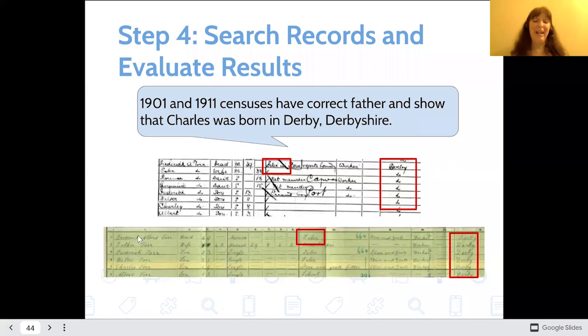And here he is. Here's Frederick, the dad. And again, he's a filer. And all the family is born in Derby, Derbyshire. So I recommended, as you might remember from the last class, that you never want to rely on just one record because it's too easy to make a mistake that way. So that's why I wanted to find two census records. And they confirmed what we suspected, that the family was born in Derby, the dad's occupation is right, everything lines up. So now I'm very comfortable that Charles was born about 1892 in Derby, Derbyshire.